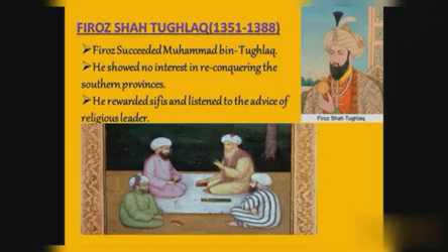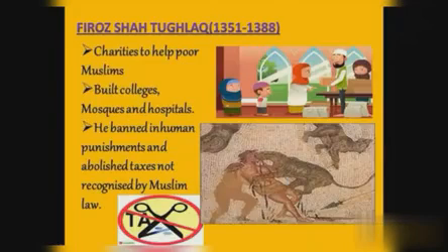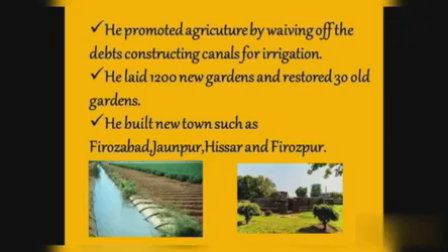He also created charities to aid poor Muslims, and built colleges and hospitals. He adopted many humanitarian measures. He banned inhuman punishments and abolished taxes which are not recognized by Muslim law. He promoted agriculture by listening to the grievances of agriculturists and built many canals for irrigation. He laid out 1200 new gardens and restored 30 old gardens of Alauddin Khalji. He built new towns such as Firozabad, Jaunpur, Hisar and Fatehabad.